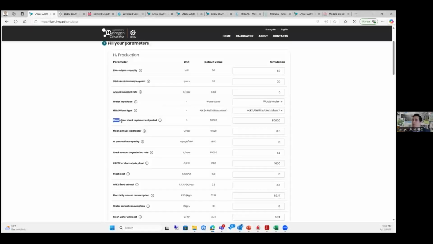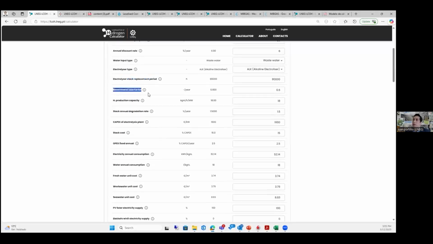So we can have the replacement period that is normally stated in the manufacturer's data sheet, and it is usually stated in number of hours of operation. We have the mean load factor, and this mean load factor is simply the number of hours on average that the plant is producing hydrogen in 1 year. So this factor means that next number of hours over 8,760 hours in a year, the plant is producing.